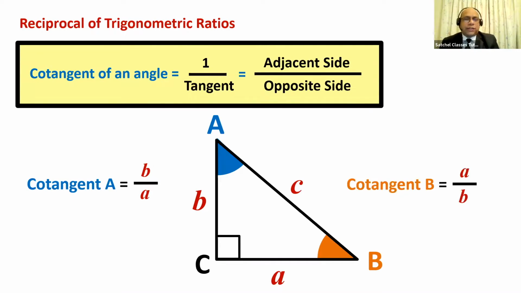Similarly, cotangent of angle B would be A over B, because A is the adjacent side of angle B and B is the opposite side of angle B. So at times you need to remember the reciprocals of these standard trigonometric ratios as well. Cotangent of an angle in short is also called cot. So please understand cosec, sec and cot of angles are nothing but reciprocals of sine, cos and tan of the respective angles.